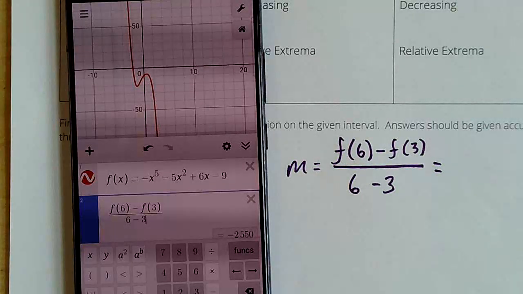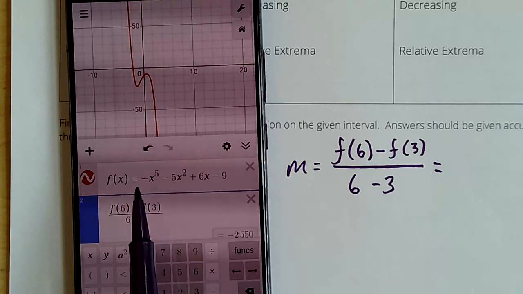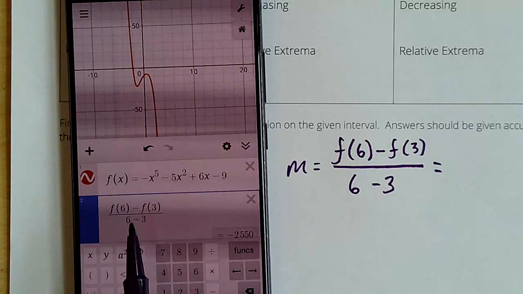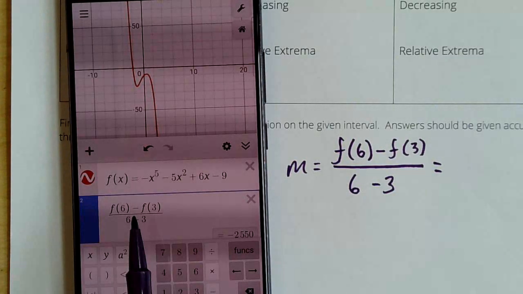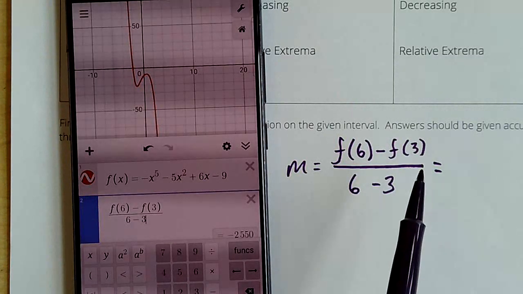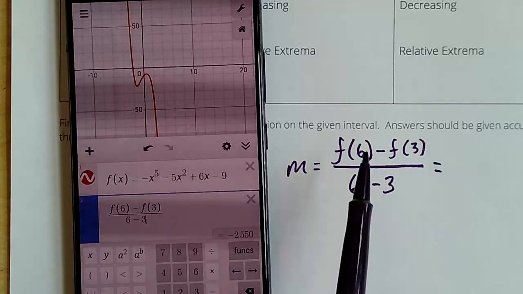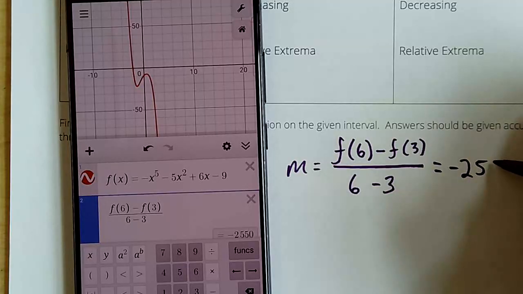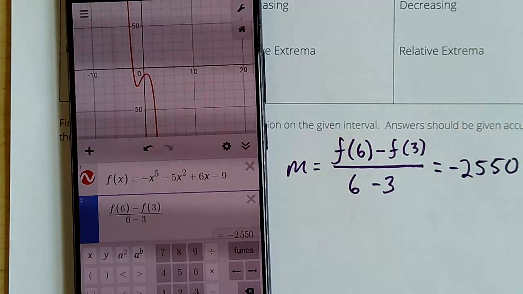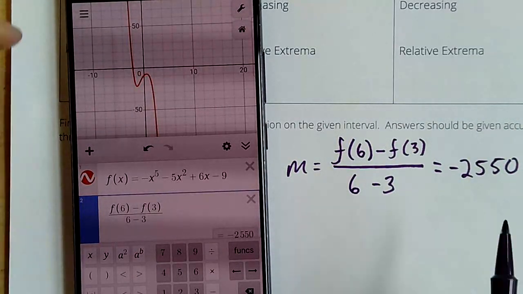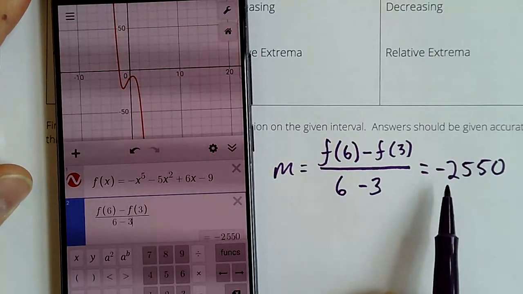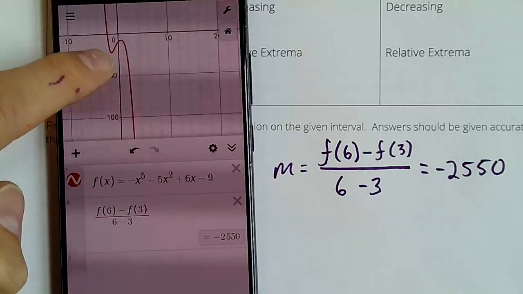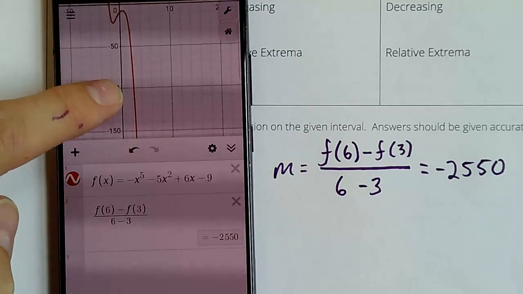So you can see on Desmos, sorry for the flicker, I've got this function put into Desmos. And then because Desmos understands function notation, we can just slip that into there as long as we've got our function put in correctly and we've set up our problem correctly. We can avoid some of that tedious arithmetic and just get straight to our answer. So you can see we have a very, very negative decrease between those points. And you can see that on the graph. You can see how quickly the graph is dropping here.